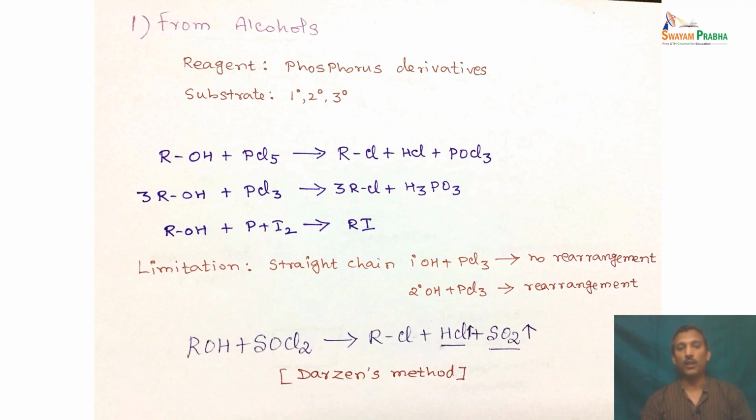So alcohol reacts with the thionyl chloride to give alkyl halide, and HCl and SO2 are formed. In this case, HCl and SO2 are gases, so they escape very quickly from the reaction medium. So this reaction gives very high yield of alkyl halides.